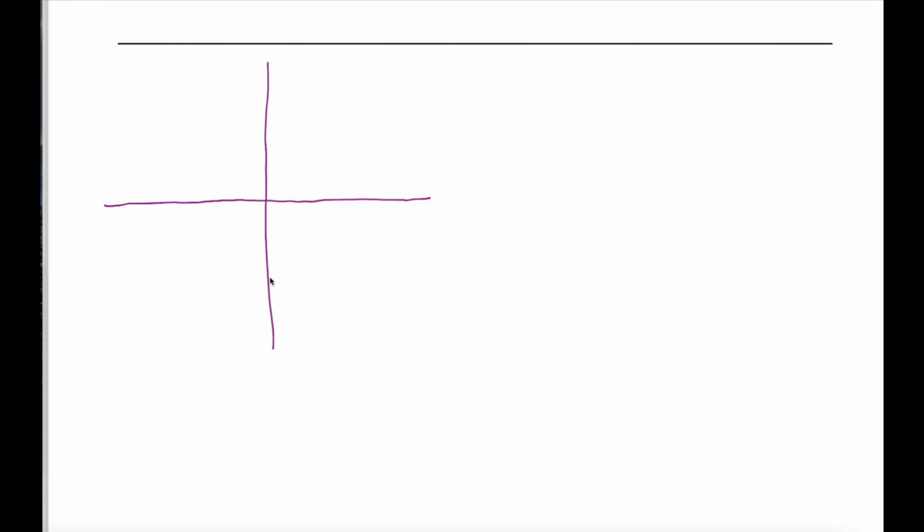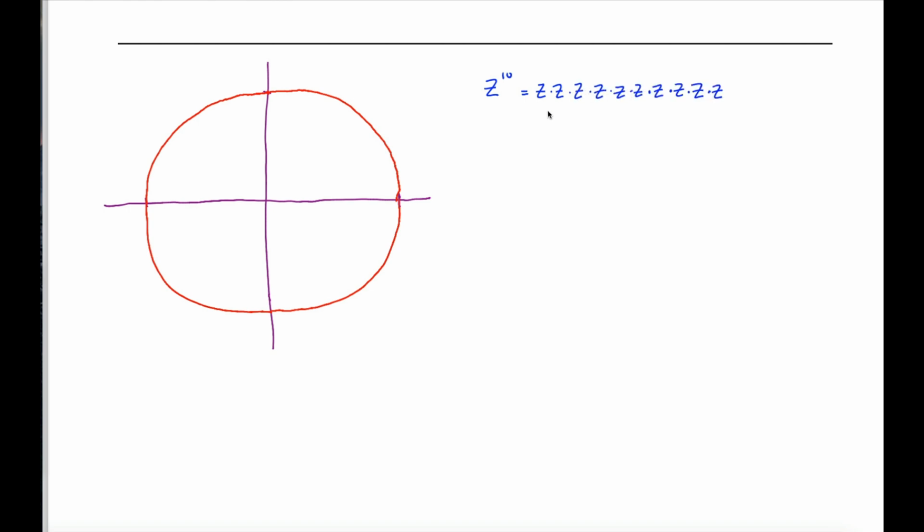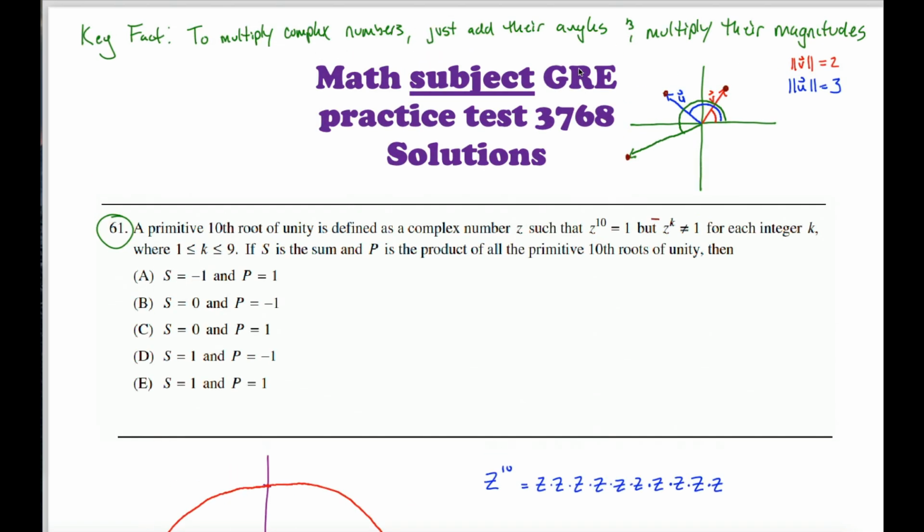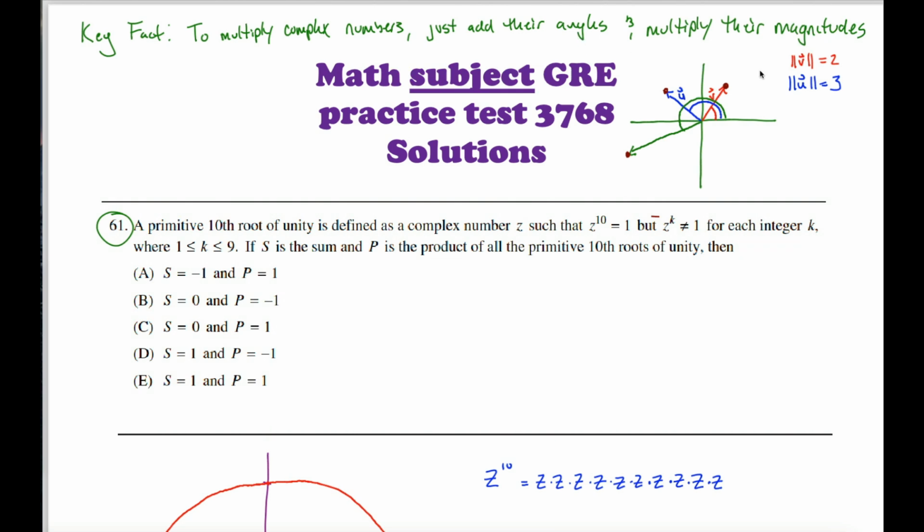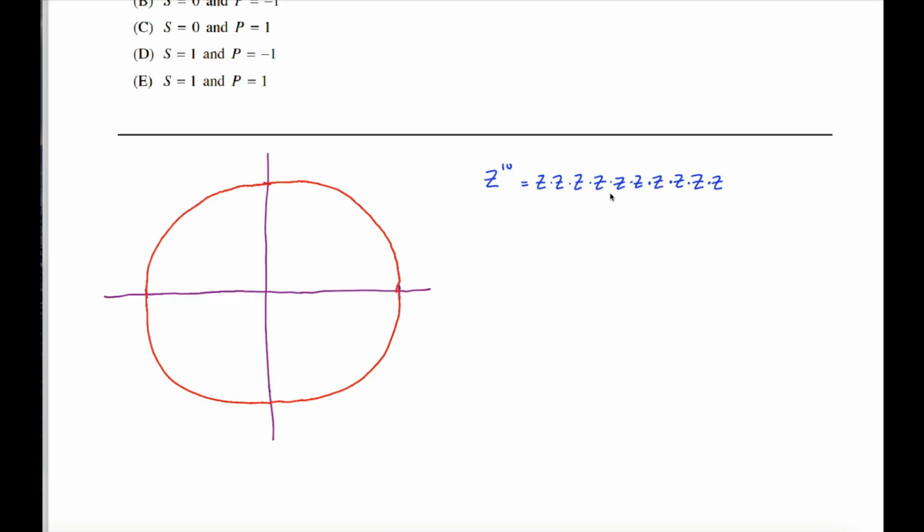Let me draw a picture. Here's my coordinate plane, and here's 1. Here's a decent looking unit circle. When I take a complex number z and I raise it to the 10th power, really what I'm doing is multiplying that complex number by itself 10 times. But remember, anytime we're multiplying two complex numbers, all we're really doing is adding their angles and multiplying their magnitudes. I need the product of these complex numbers to be equal to 1. In other words, this point on the complex plane.